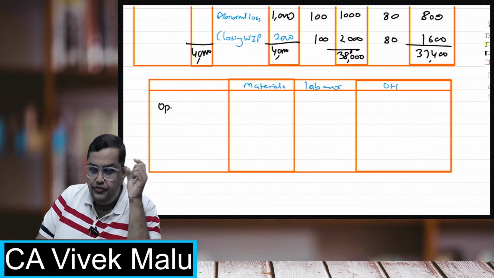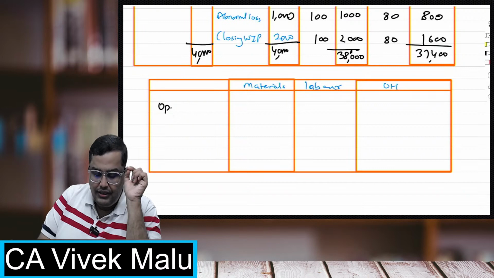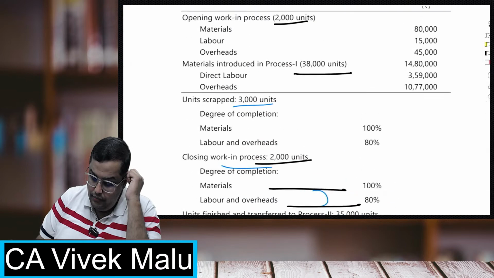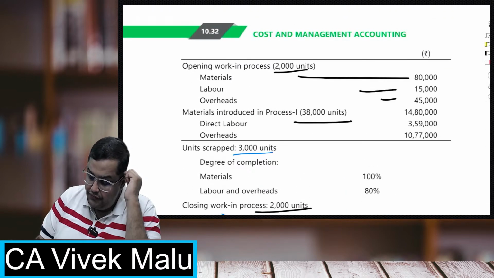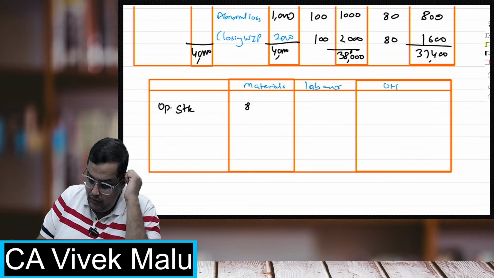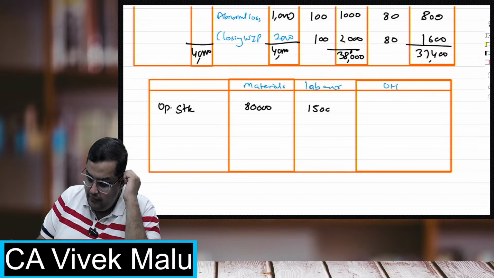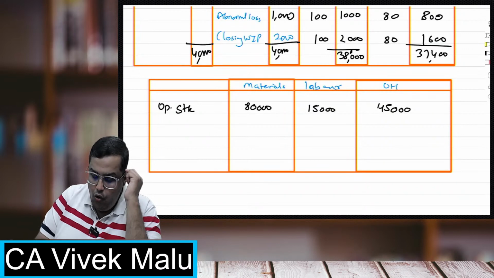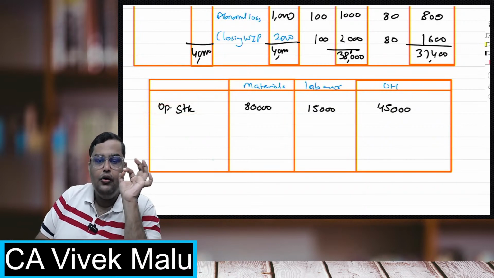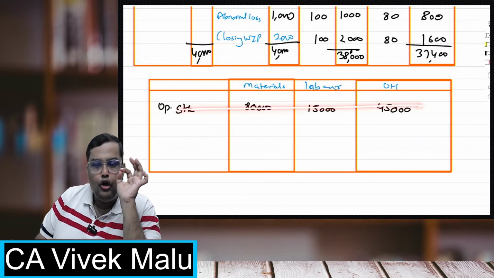We are following the weighted average cost method, so we must add the opening stock also. Opening stock, the cost was 80,000, 15,000, 45,000. This we are adding, remember, strictly because we are following average method. If we are following a FIFO method, this is not to be added.